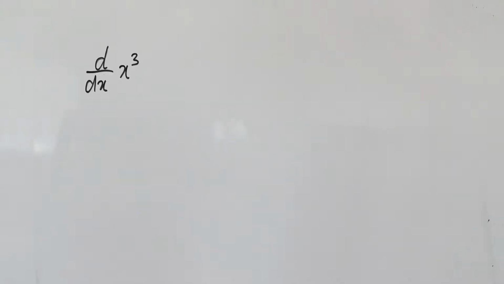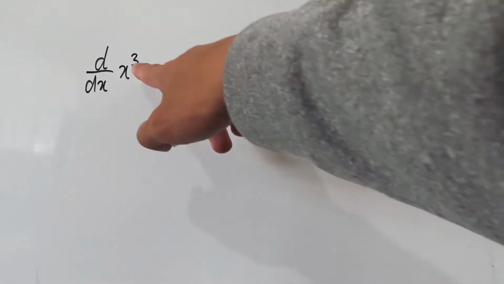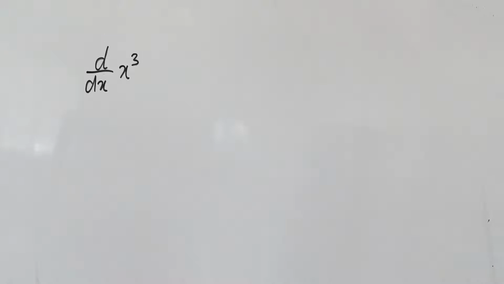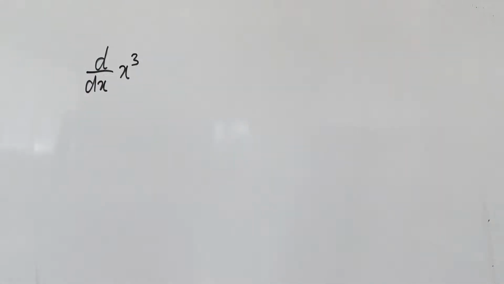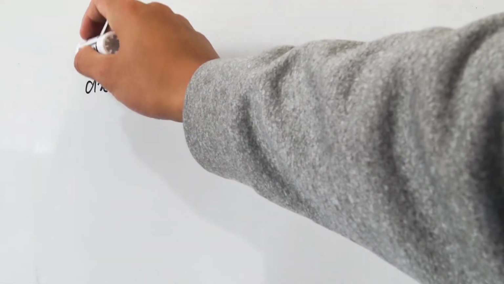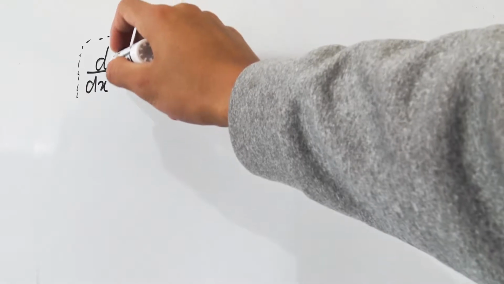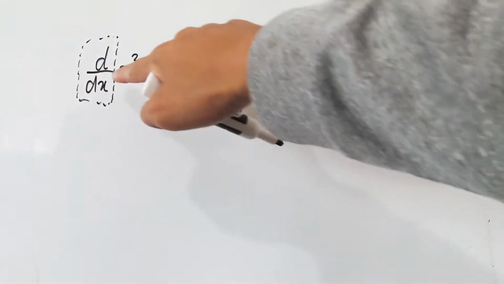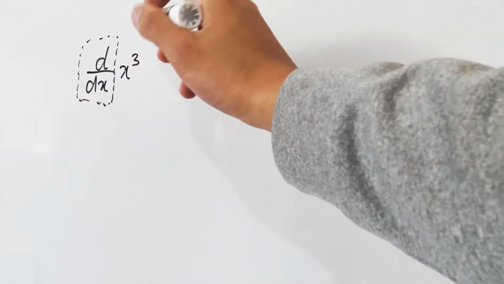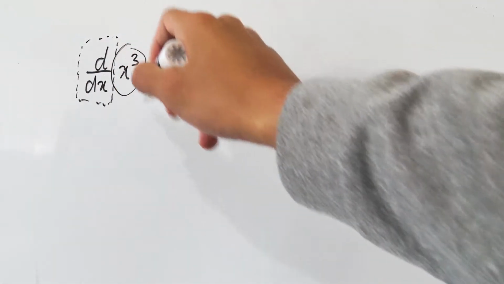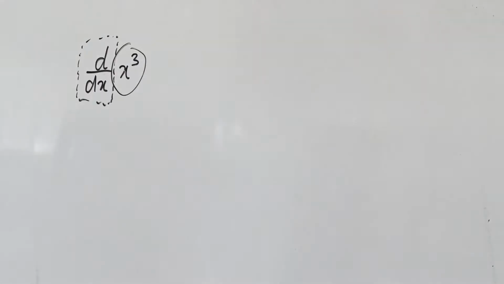Alright, hello everybody, and today we're going to be taking a look at the derivative of x cubed. And remember, what is the derivative? Well, it just tells us the gradient of whatever function we have right here. So we have this derivative operator here, which basically tells us to take the derivative with respect to our variable x of whatever we have in front of here, which is x cubed in this case.